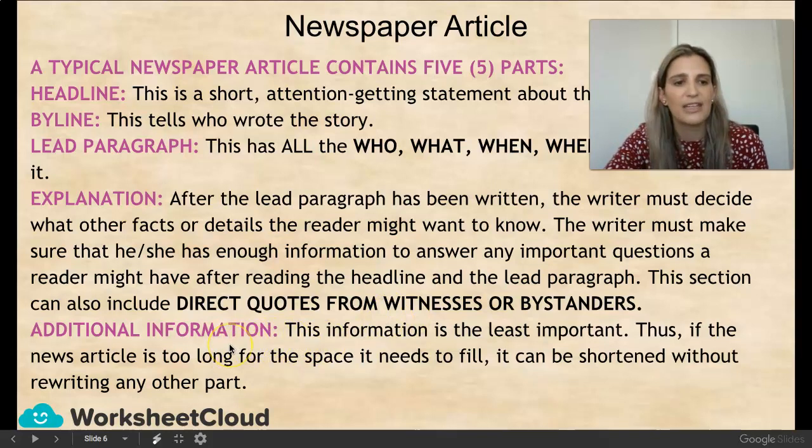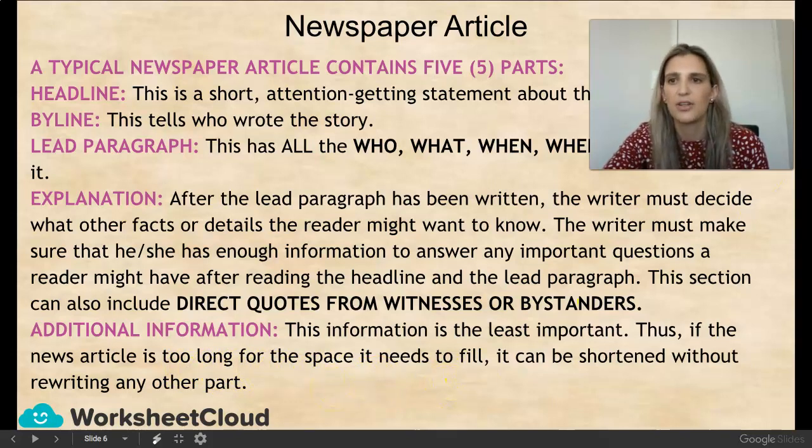Then we have additional information. This information is the least important. Thus, if the news article is too long for the space it needs to fill, it can be shortened without rewriting any other part.